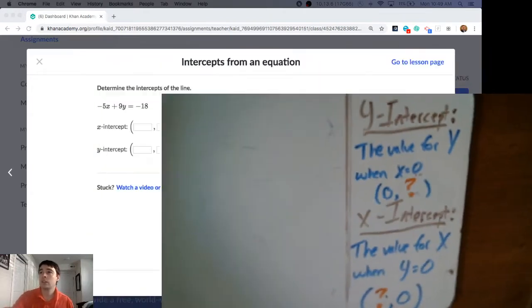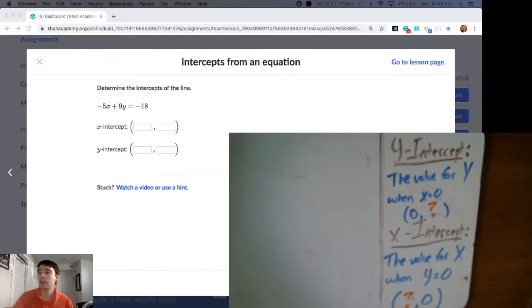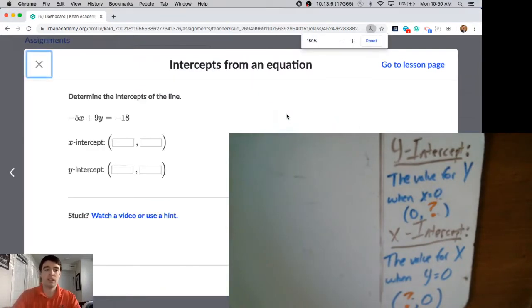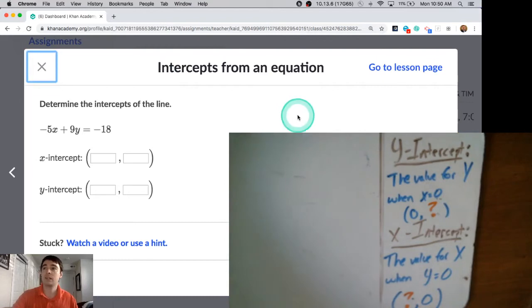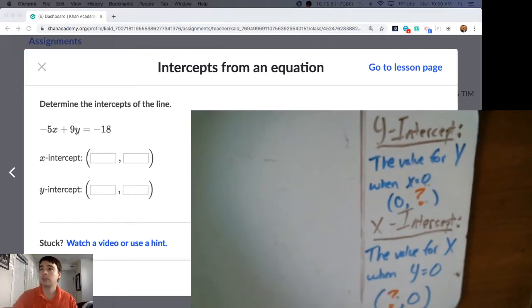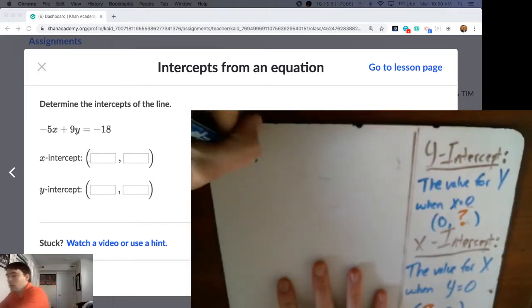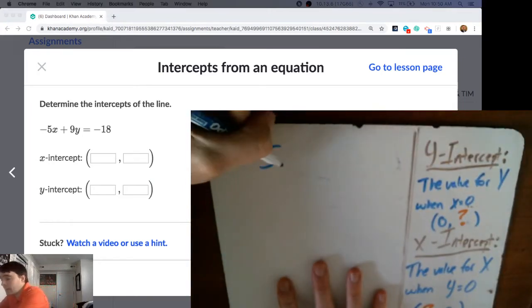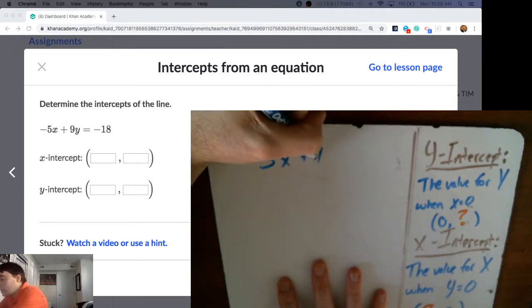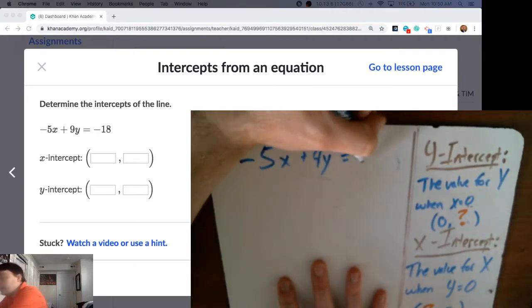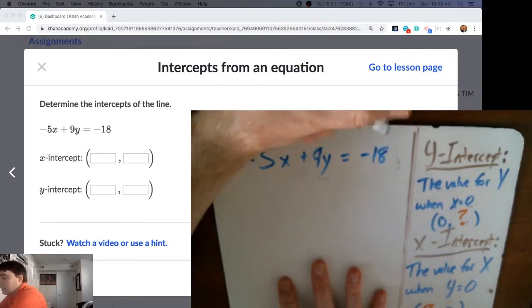The first linear equation, instead of giving us graphs, now they just give us an equation, and the first linear equation we're provided with says negative 5x plus 9y is equal to negative 18. And they ask us to determine the intercepts of the line. The intercepts are again just solutions when one of the values is equal to 0. So here I have negative 5x plus 9y is equal to negative 18.